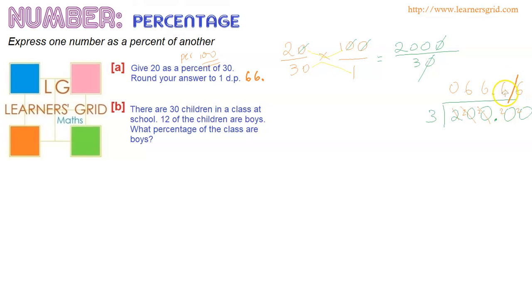This is a 6, it's either going to stay a 6 or go up to a 7. Here's my indicator number, it's a big number. Remember 0 to 4, this number would stay the same. 5 to 9, this number has to go up. So this is from 5 to 9, it's a 6, so this has to become a 7, so it's 66.7%. It's one way you could do it there without using a calculator.